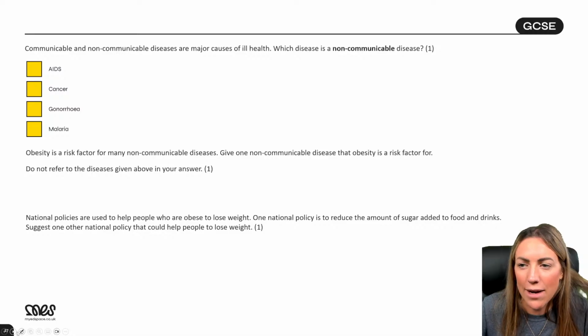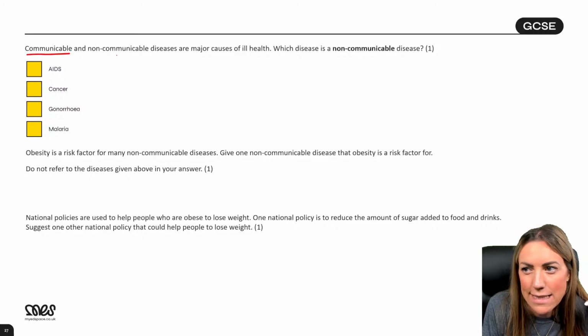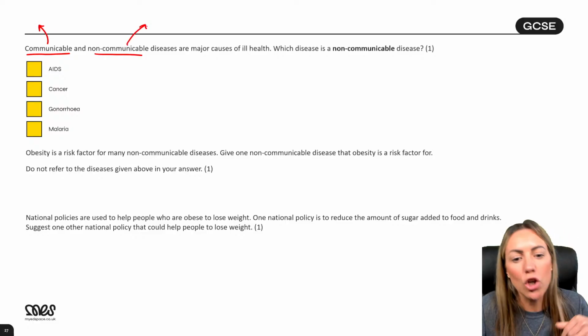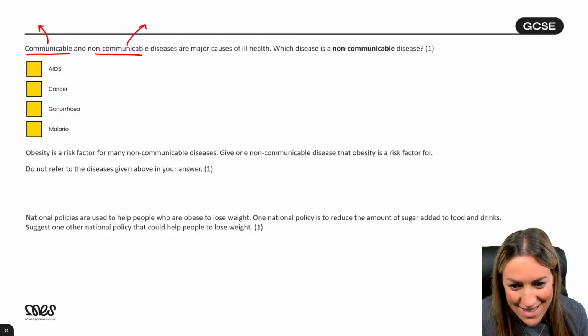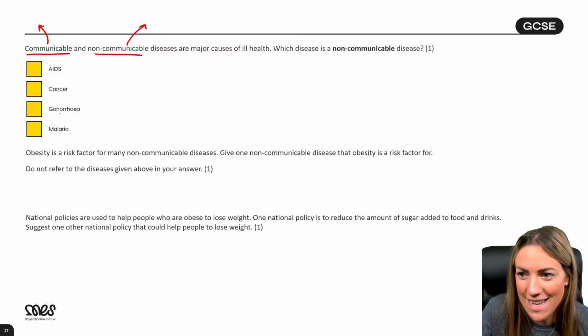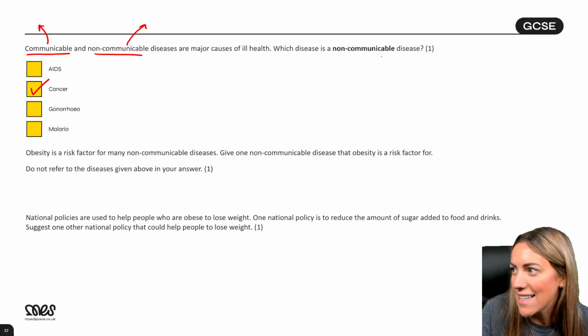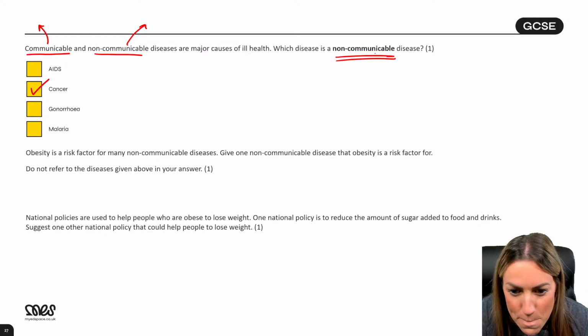Right, communicable and non-communicable. In the chat, can you tell me what these words mean in simple terms? So what is a communicable disease and what is a non-communicable disease? And we've already given me the answer, which is excellent. We're all saying cancer. Cancer is a non-communicable.